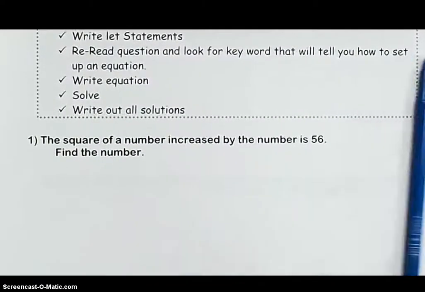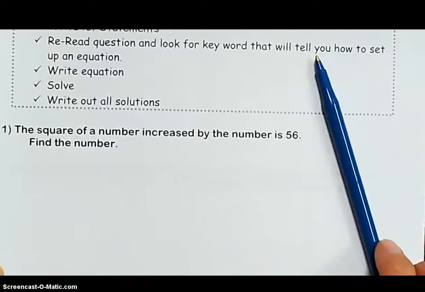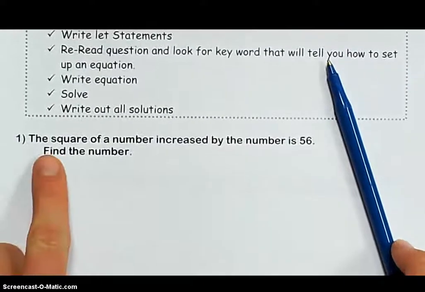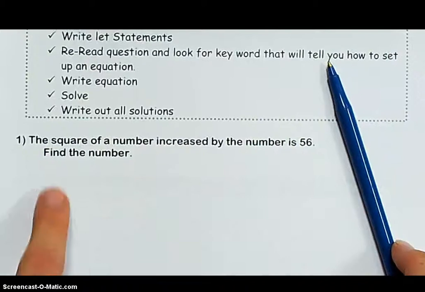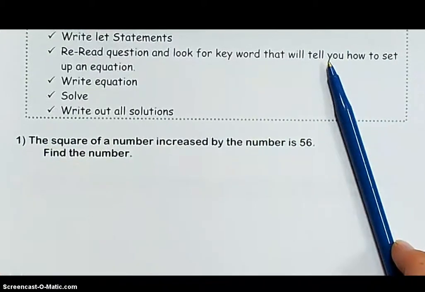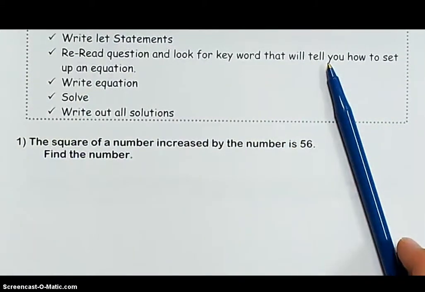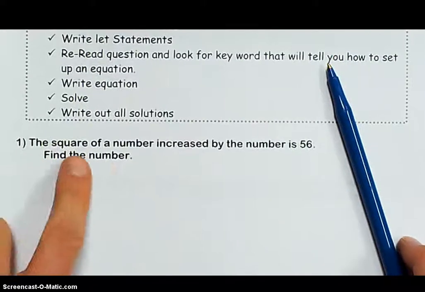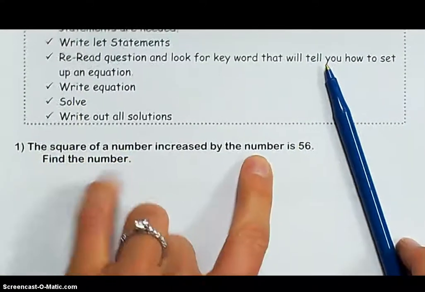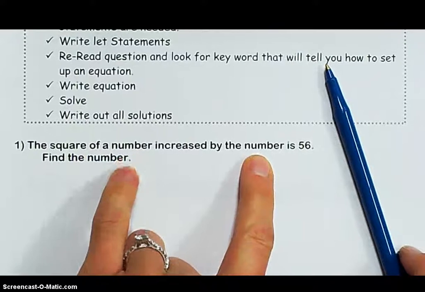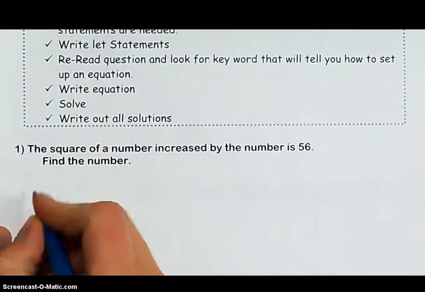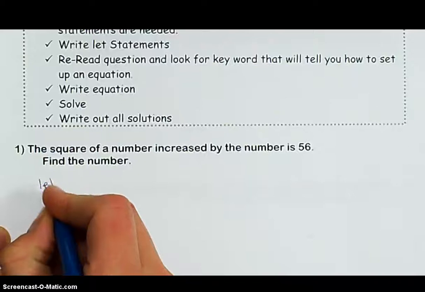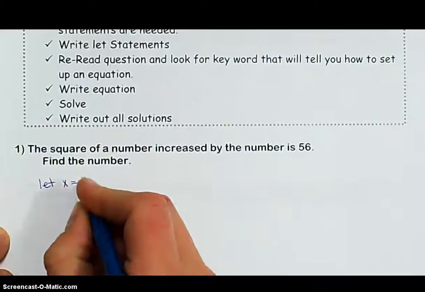First things first, pencil down, and then read through the question. If the square of a number increased by the number is 56, find the number. Now ask yourself, how many things are we trying to find here? The square of a number increased by the number. So it's the same number both times. Find the number. So there's only one number, so we only need one let statement.